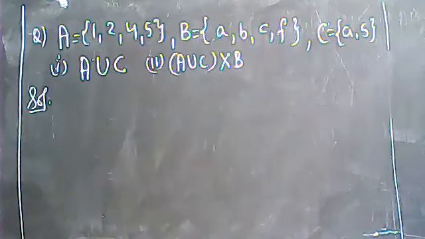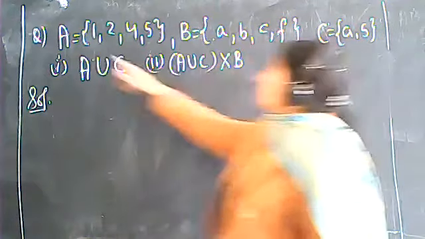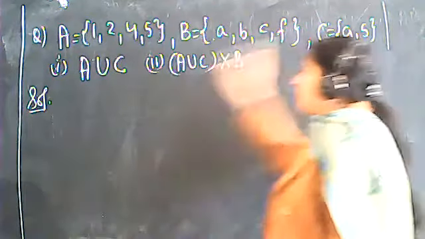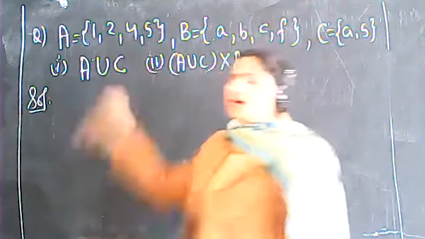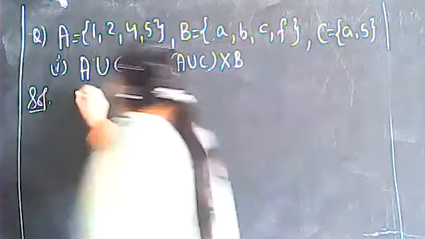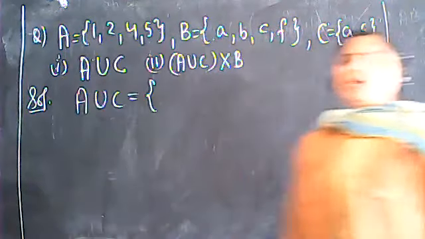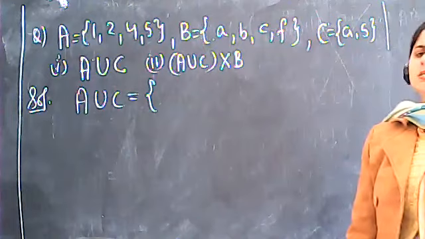Beta, this is the next question that we are going to simplify. We have given three sets, that is A, B and C. And what we want to find? In first part, we shall find out A union C. So what will be A union C? Share your answer in chat box.